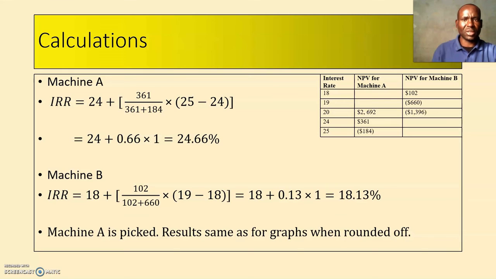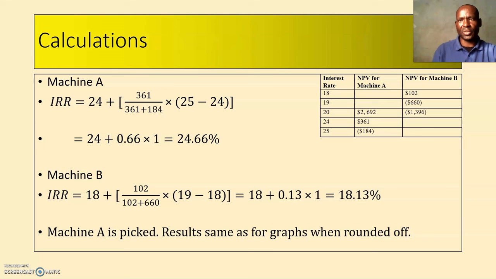And then for a decision, we have to refer to the cost of capital, since we had 20% in the example as the cost of capital. So since 24.66% is greater than 20%, it means that machine A qualifies for further consideration, meaning it can be funded, it can be picked for investment. And then machine B has failed the test. You cannot invest in it, it's not feasible.